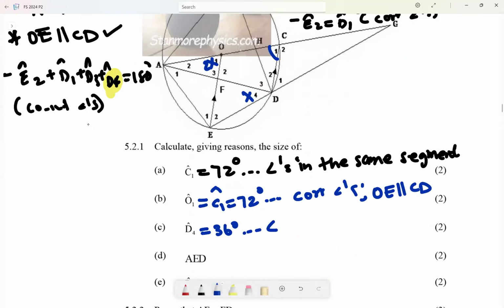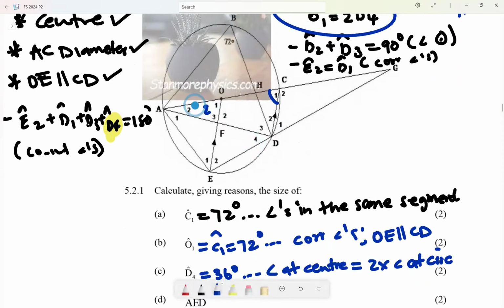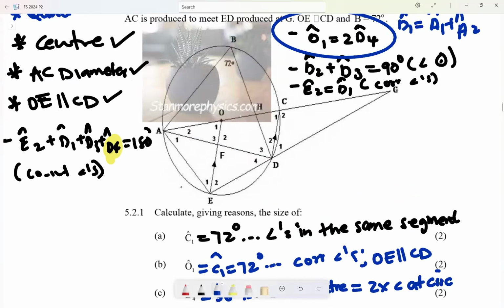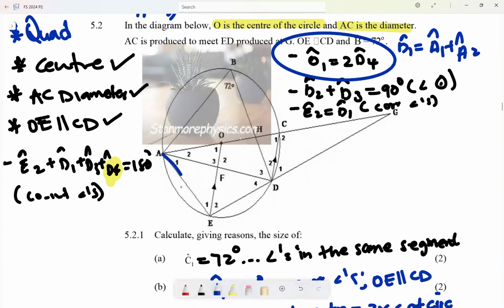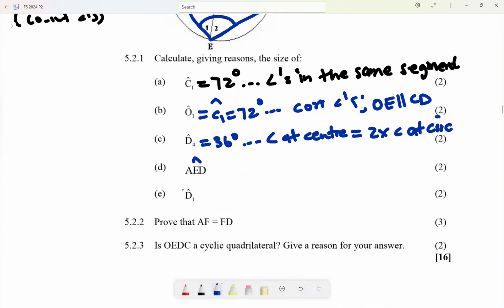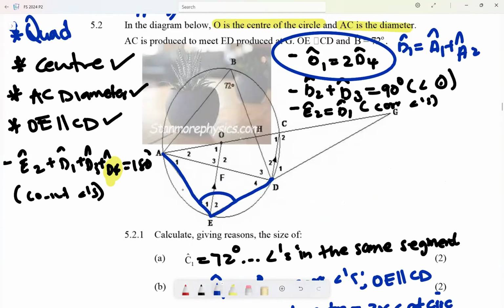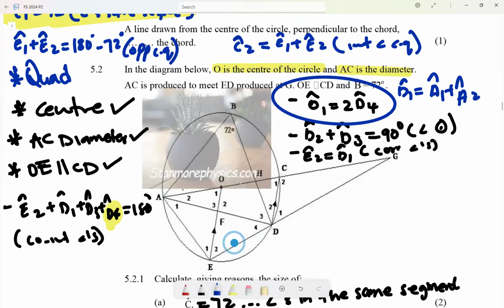Why am I saying that? Angle at center is twice the angle at where? Circumference. Then I move on. I say AED, AED, AED. This angle, the middle angle, normally it is like this. AED, the middle angle, so it is E1 plus E2.